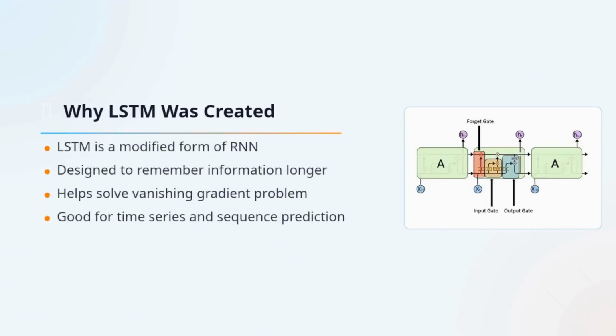LSTM stands for long short-term memory, and it is a modified version of RNN. Its main goal is to make remembering past information easier over longer time spans. This directly helps with the vanishing gradient problem that affects standard RNNs. That is why LSTM is widely used for classification, processing, and prediction in sequence and time series tasks.